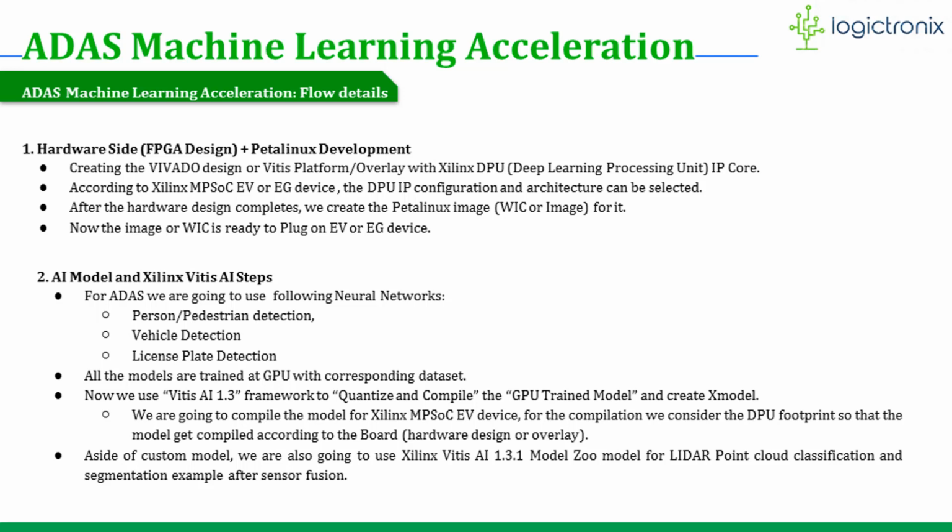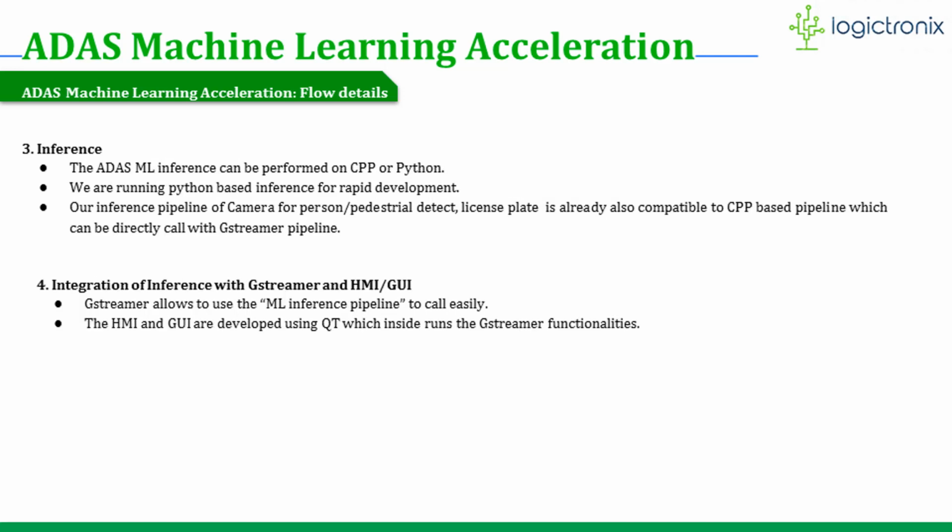So preparing the model is depicted over here. There is also a LiDAR point cloud based classification model available in Vitis AI 1.3, so we are also targeting that model for the LiDAR based ML workload. So there are 2 ML workloads we are targeting in this flow. One is the camera stream based ML workload or neural network. Another is the LiDAR point cloud based classification and segmentation workload or network.